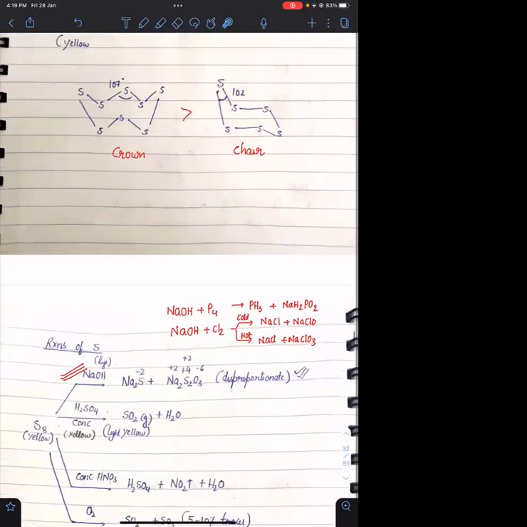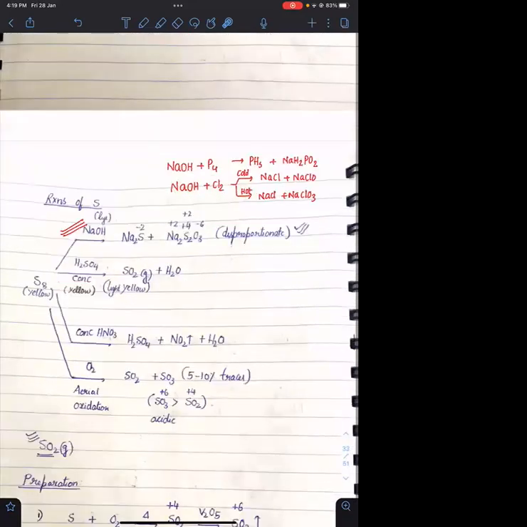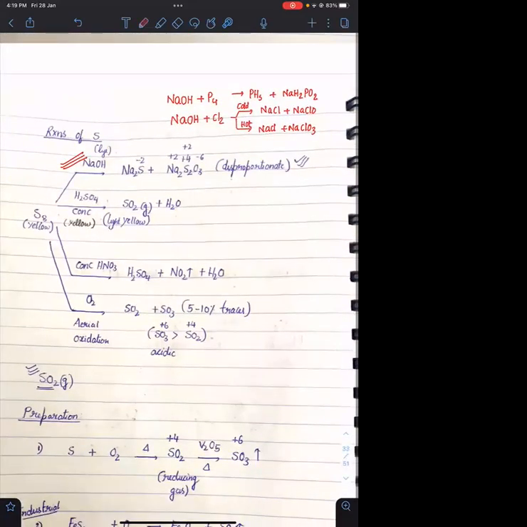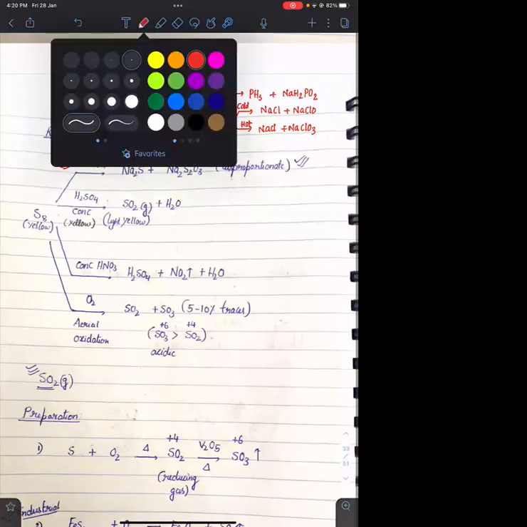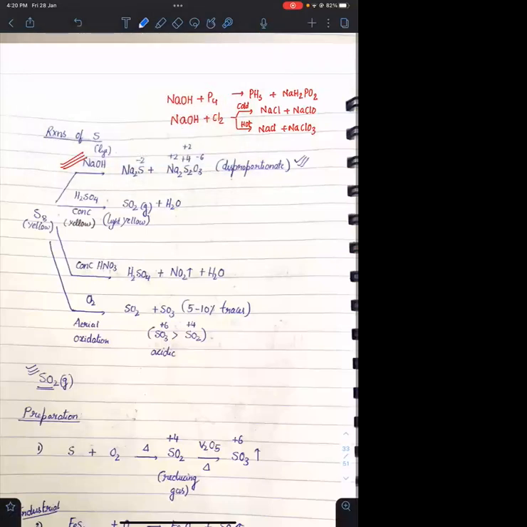Okay. After that, the reactions written here: reaction of sulfur with NaOH, reaction of phosphorus with NaOH, reaction of chlorine with NaOH. For phosphorus, this is the reaction of white phosphorus with NaOH. I hope you remember this, which is the disproportionation reaction. Any of the reactions of these non-metals with NaOH are disproportionation reactions.